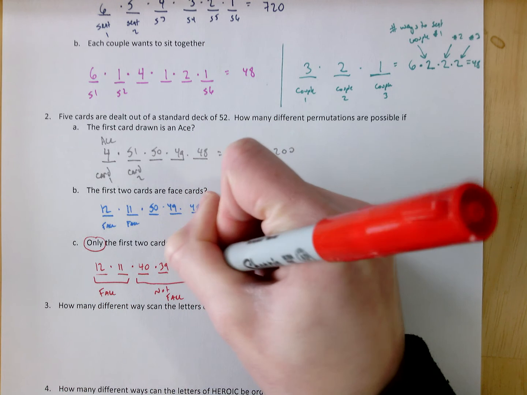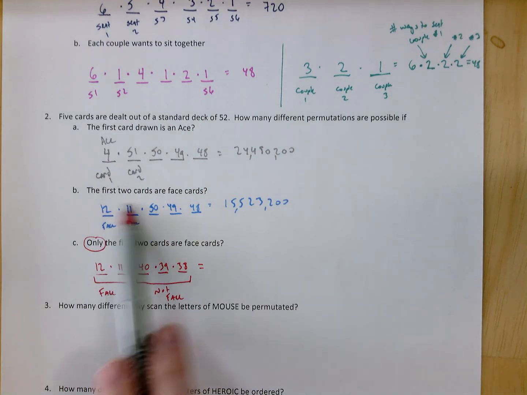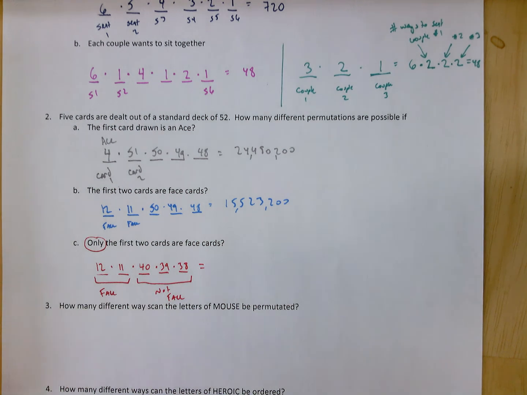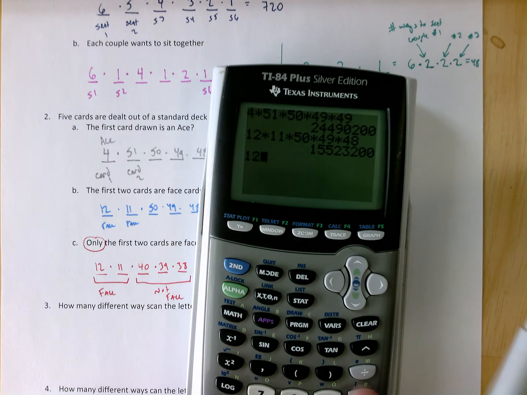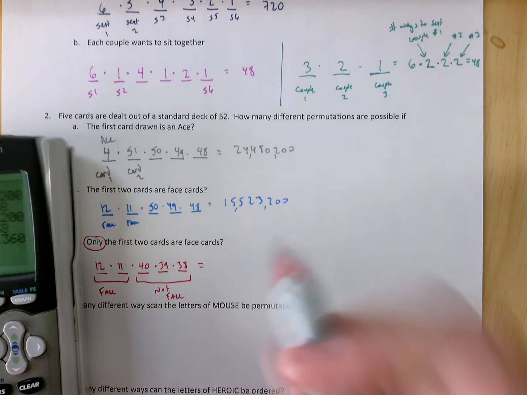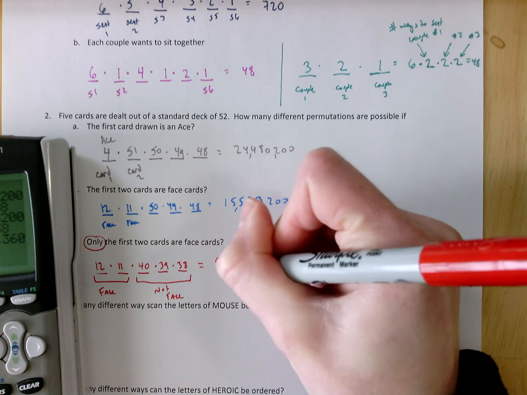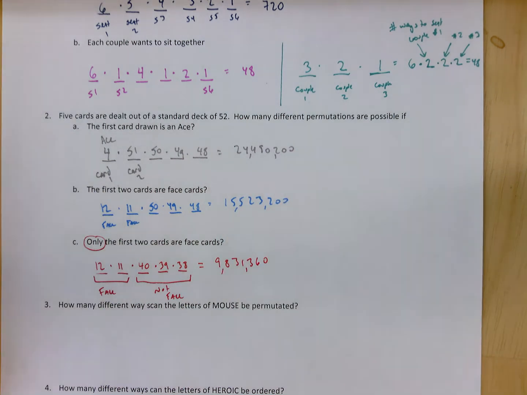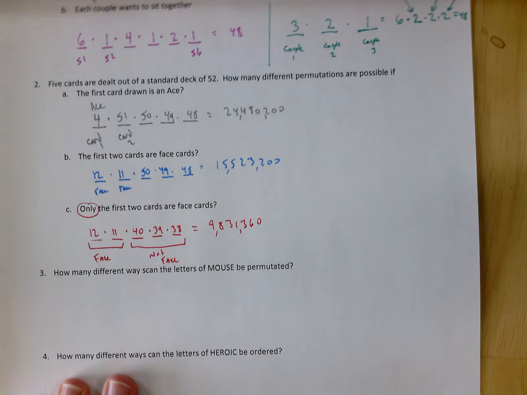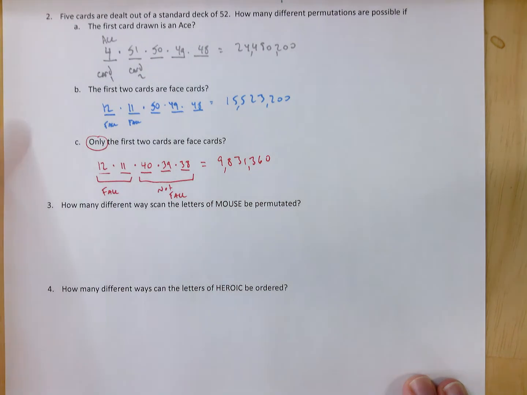Okay? So it's a little bit different if it's only the first 2 versus the first 2 are, but maybe so are the other ones. Okay? So throw that in my calculator, 12 times 11 times 40 times 39 times 38. And it's a smaller number. Right? This one's only 9 million. So you think about all these different arrangements. This is why so many different gambling games involve cards, because there's so many different possible outcomes.